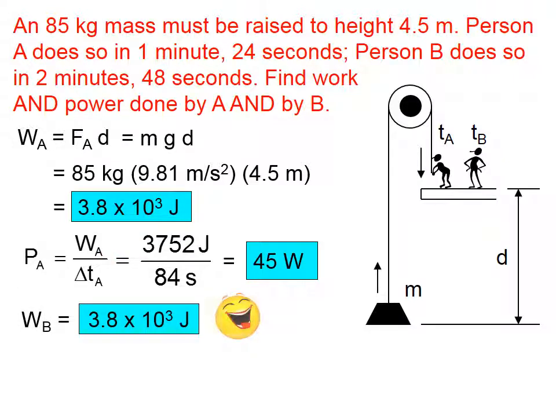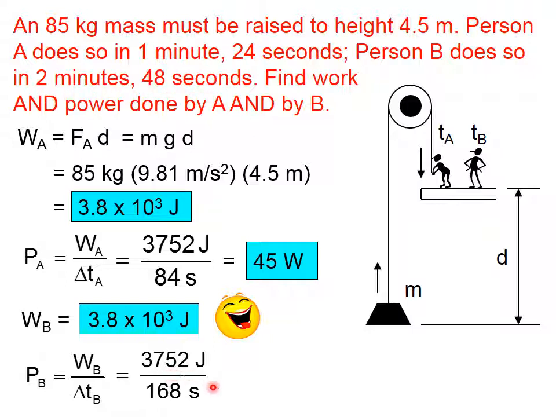Person B exerts the same force through the same distance, and therefore does the same work as person A. But the power expended by person B is going to be different, because person B takes twice as long to do the same amount of work. Here we've converted 2 minutes 48 seconds into just seconds, because by definition a watt is a joule per second, and rounded to two significant figures, that's 22 watts.